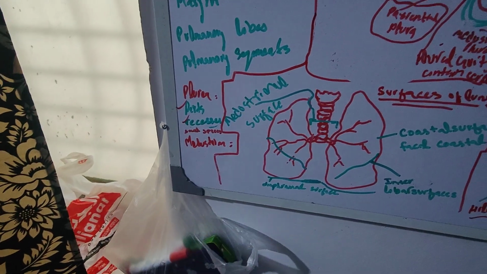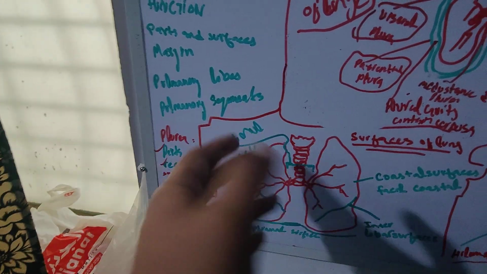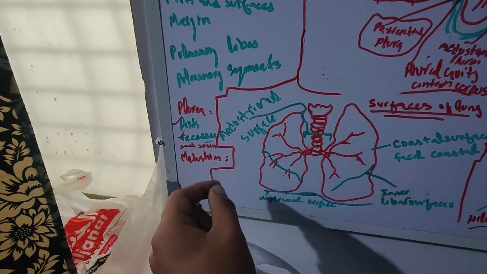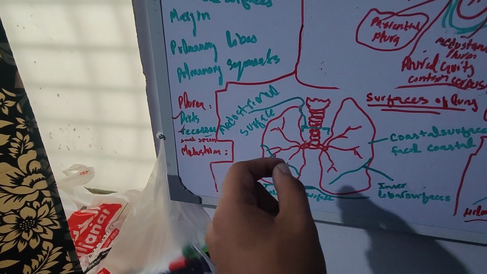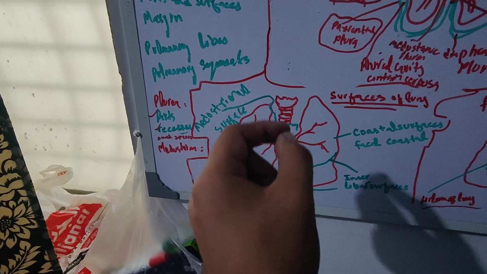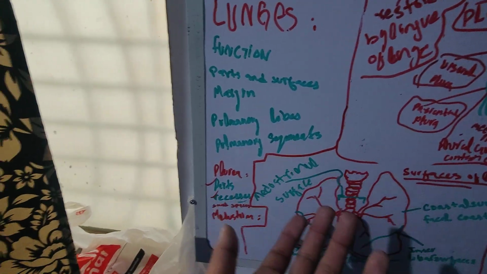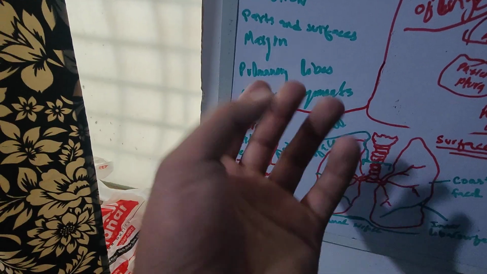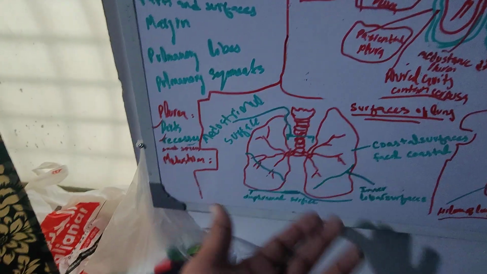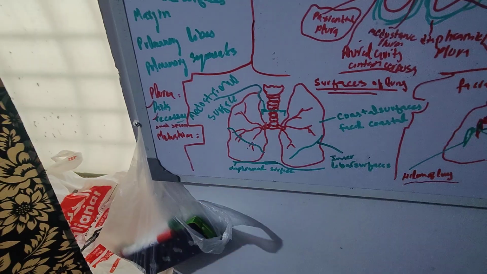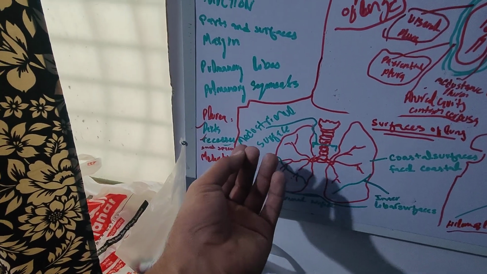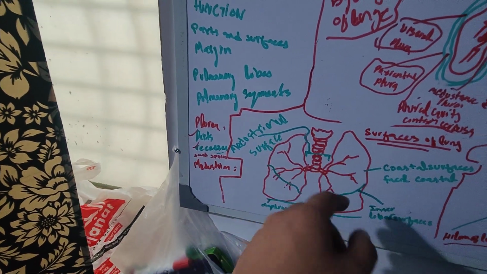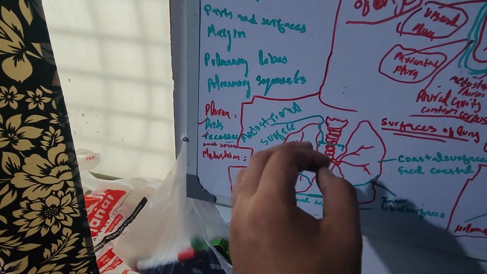First of all, they have the mediosternal surface, like the medial surface. Mediosternal. Sorry, I'm giving the spelling because my writing is not so good, so I would like to make it easier for you. So we say the mediosternal surface.